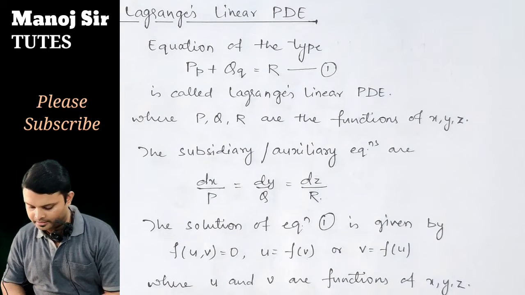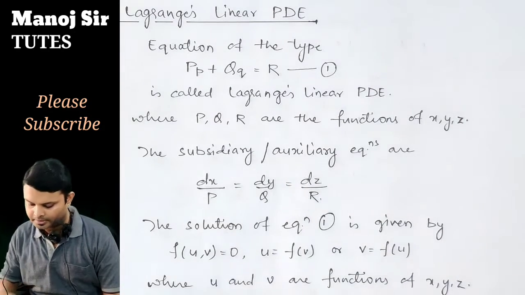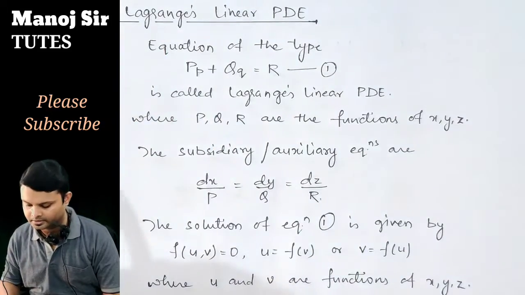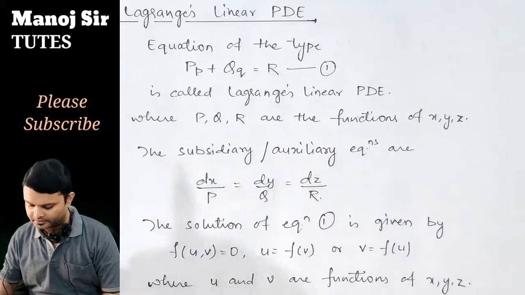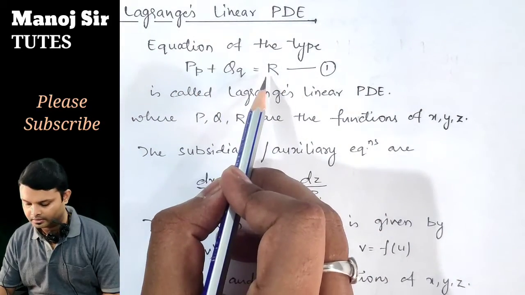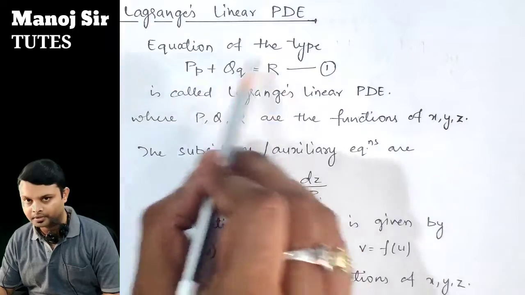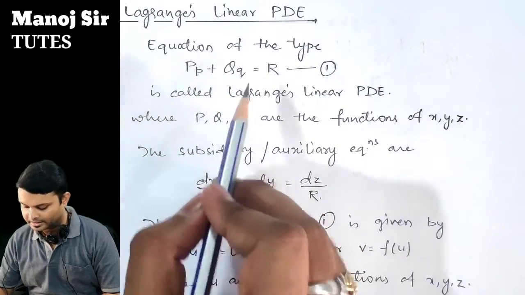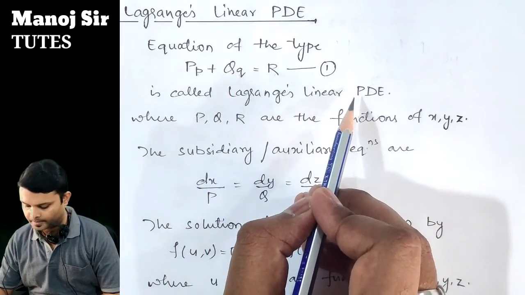Welcome to video number 9, and in this video we are going to solve the first problem on the topic, that is Lagrange's linear partial differential equation. Let us start from the basics first. An equation of the type Pp plus Qq equals R, whenever you see such an equation, is known as Lagrange's linear partial differential equation.